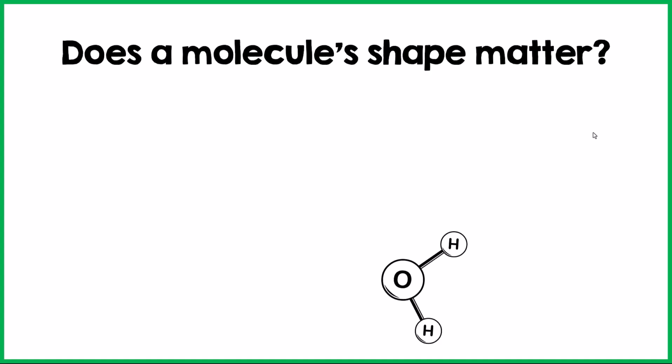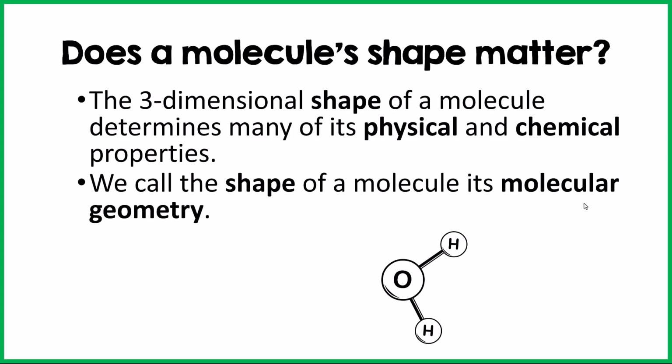Medicine requires molecules that are particular shapes so that your body recognizes them, or so that you can substitute different molecules for the ones that your body naturally produces. But how do we determine what a molecule's shape actually is? Well, the three-dimensional shape of a molecule determines many of its physical and chemical properties, and we call the shape of a molecule its molecular geometry. What you've learned about valence electrons and bonding previously is going to help you determine what the molecular geometry is for these different models.